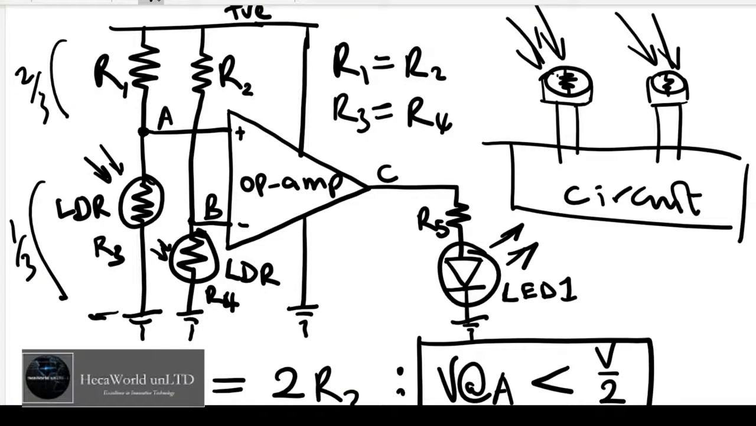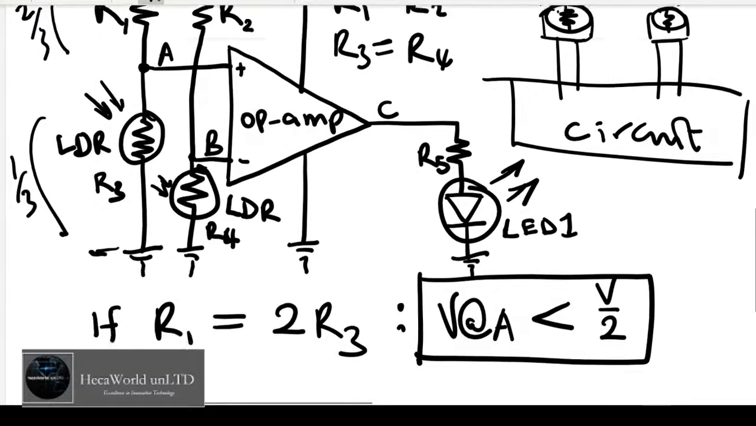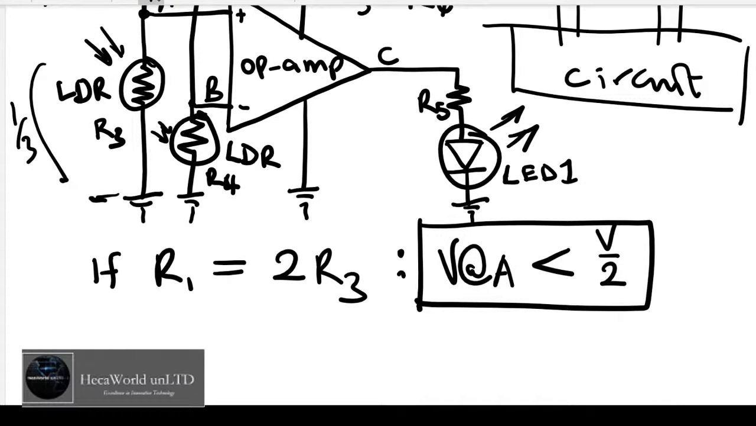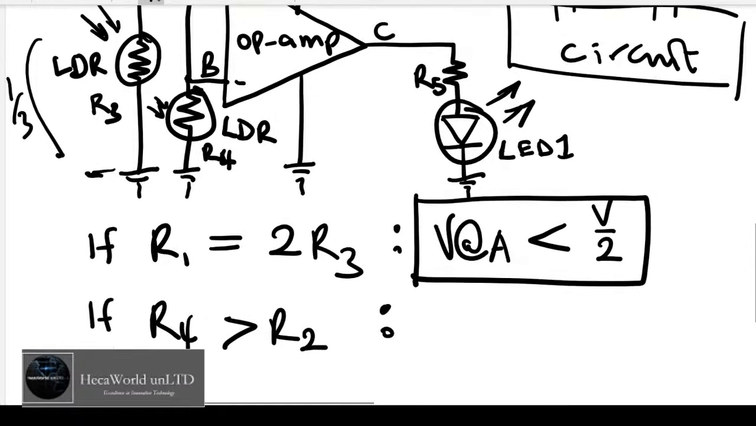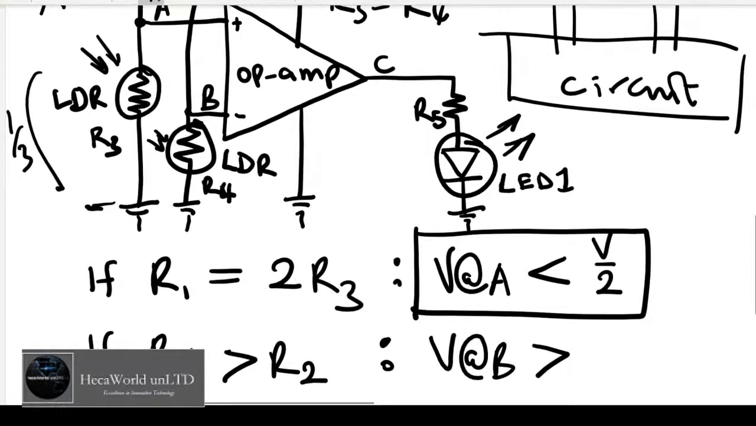Okay. And if at the same time, this is important because you've got to look at the second arm of the resistors, if at the same time R4 is greater than R2, this will mean that the voltage at B is greater than V over 2.